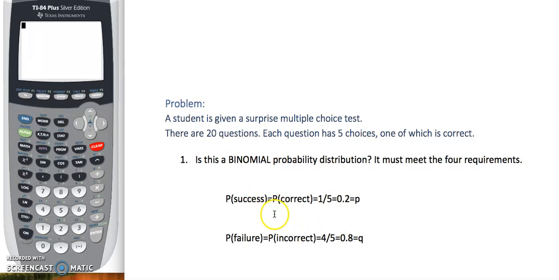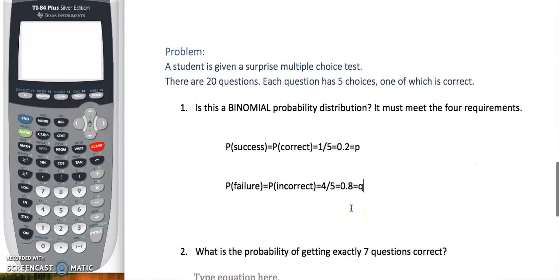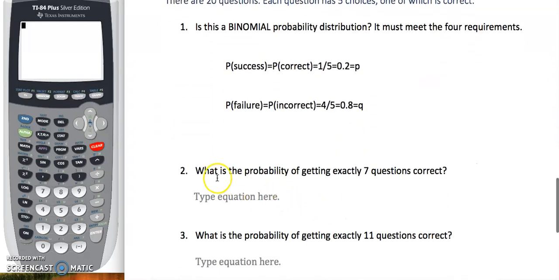So we have it classified into 2 categories. Third condition or requirement is met. The fourth requirement: the probability of success remains the same in all trials. Well, each time I answer a question, I always have a 20% chance of answering it correctly. So let's move on. Question 2.